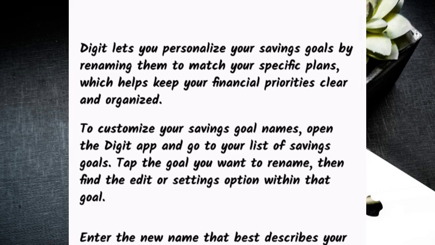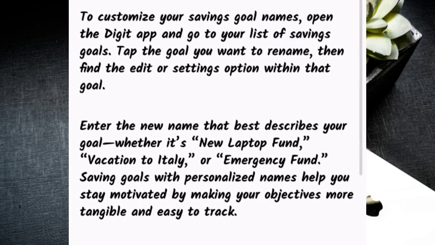To customize your savings goal name, all you got to do is open the Digit app and go to your list of savings goals. Tap the goal that you want to rename and then find the edit or settings options within that goal. Now you're going to enter the new name that best describes your goal, whether it's new laptop funds, vacation to Italy, or emergency funds, whatever it is that is exactly what you intend to do with the money. Use that as the goal name.